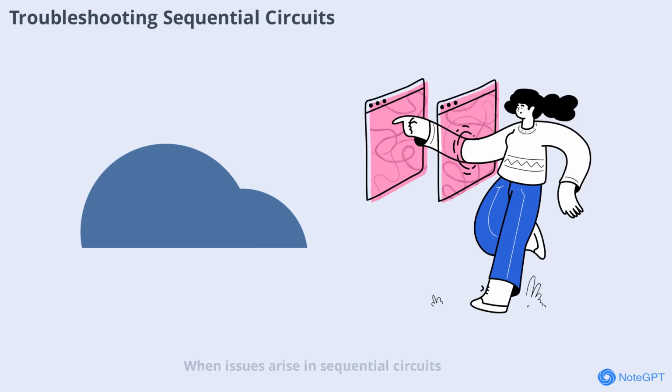When issues arise in sequential circuits, systematic troubleshooting is essential. Start by checking power and clock signals, then verify flip-flop operation and logic connections. Use timing diagrams and simulation tools to pinpoint problems. Patience and attention to detail are key to resolving complex issues.